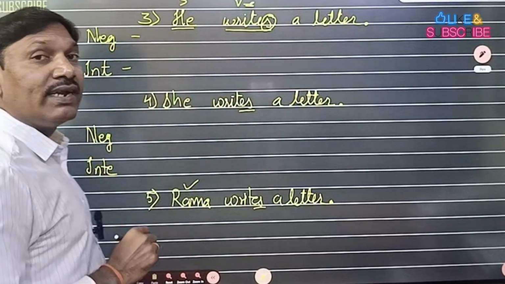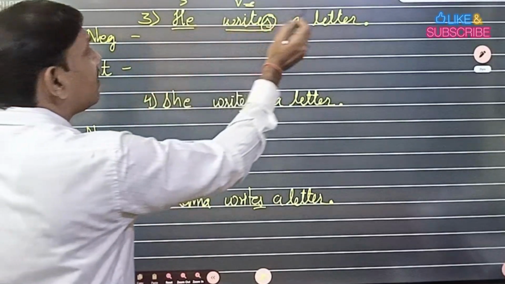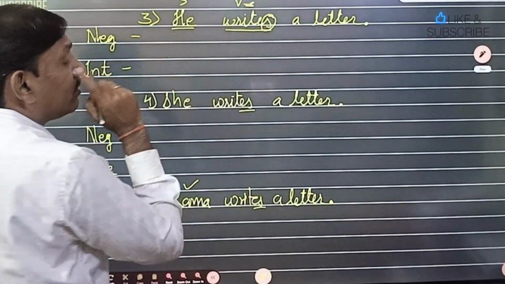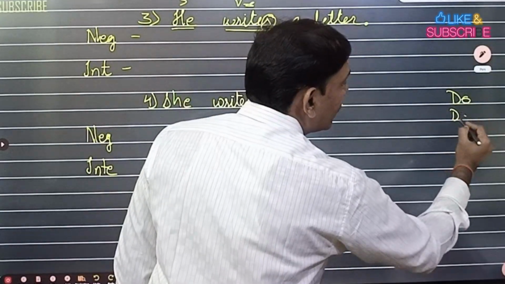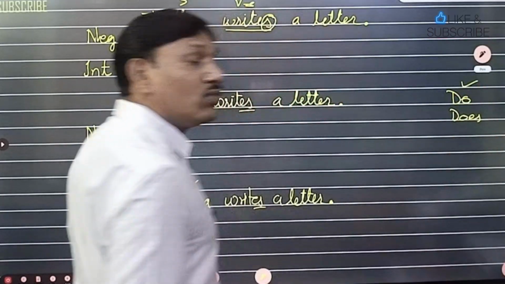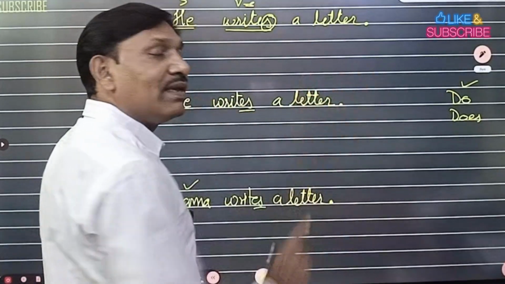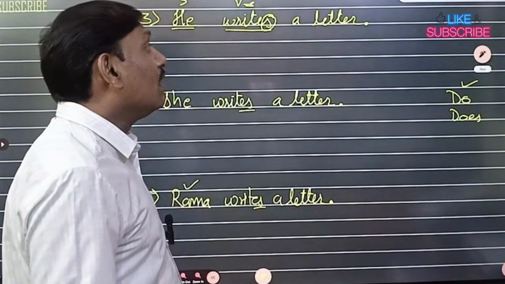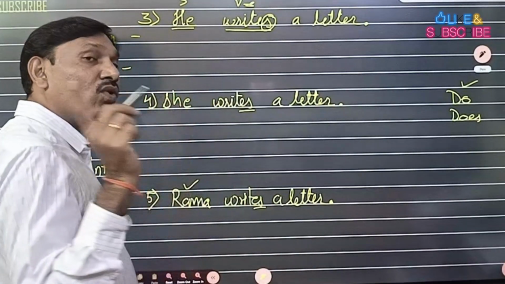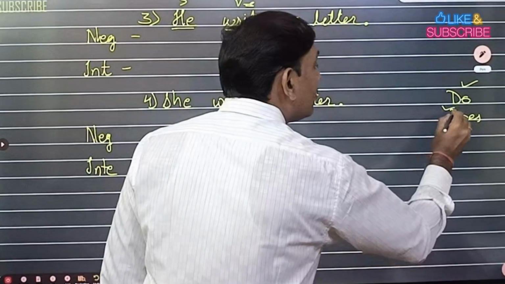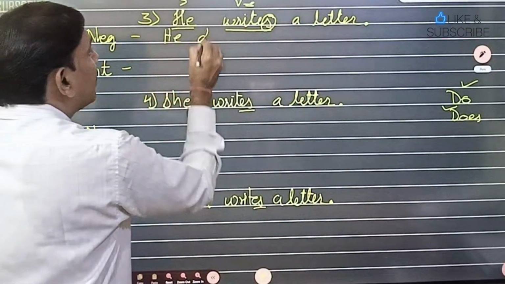Now how to make it negative, students? How to make it negative and how to make it interrogative. Now, he writes a letter. Negative, how to make it? Just now I told you, if you want to make negative in present tense, then do or does we can use. When do we use do? When I and we, or a plural subject, will be there, do can be used to make negative and interrogative. But if it is singular, he, she, it, and a singular subject will be there, we need to use does to make it negative. For example, now see, he does not.